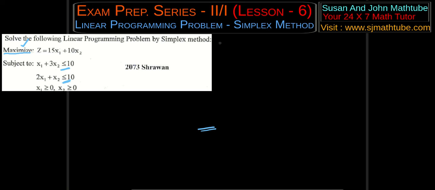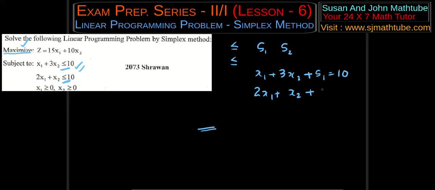So there are two less than or equal to symbols which I can see. So I'm going to write, let the slack variables be S1 and S2. So what will happen to the first inequation? Yeah, it will be x1 plus 3x2 plus S1 is equal to 10. And the second one will be 2x1 plus x2 plus another slack variable S2 is equal to 10. I told you how this becomes an equation in the last lesson.